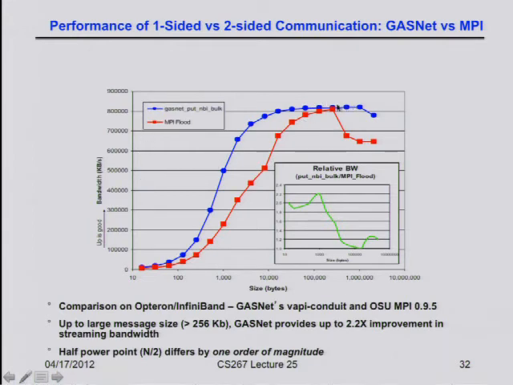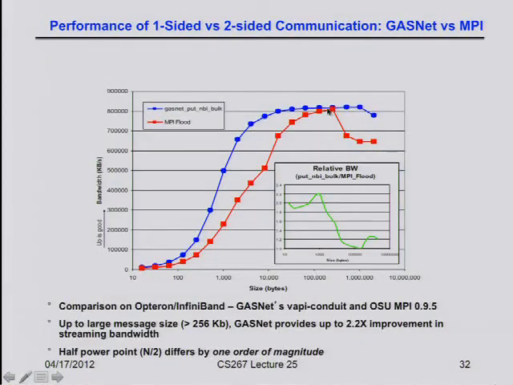And once I'm sending very large messages, I'm hitting the peak of the network. And whatever that is, 800 megabytes per second, I think that's, yes, 800 kilobytes per second. This is old data. So that's how fast it's going. And the blue line is GASNet, and the red line is MPI. And when the messages are large enough, they both do a pretty good job of getting the maximum.